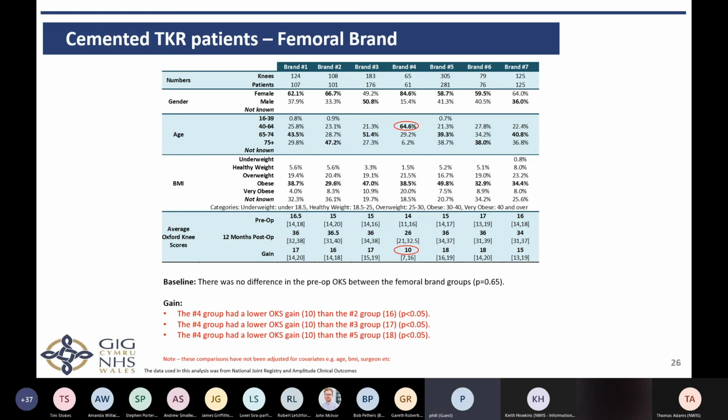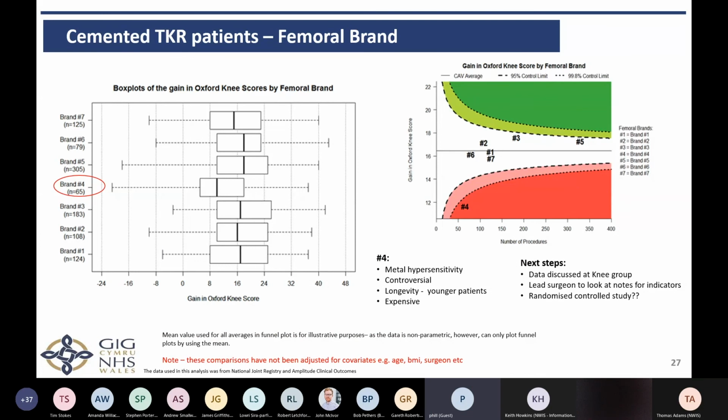So we've got a couple of different graphs here. We've got a funnel plot on the right, which those of us who enter data into the National Joint Registries will be very familiar with. You can see that the majority of knee replacement brands were in the safe zone, but number four here was very much an outlier.